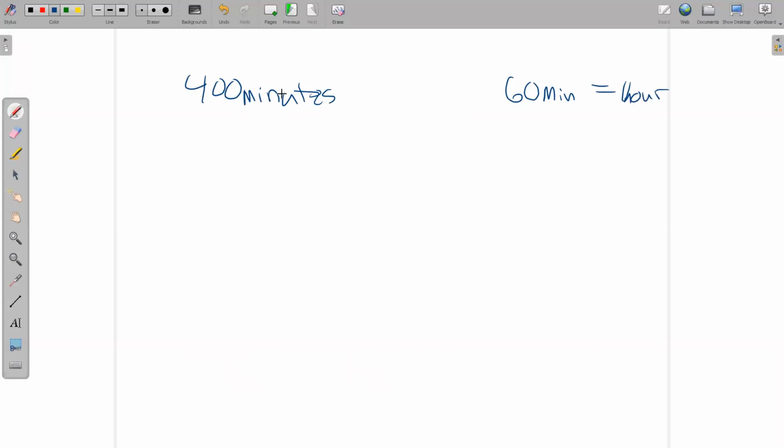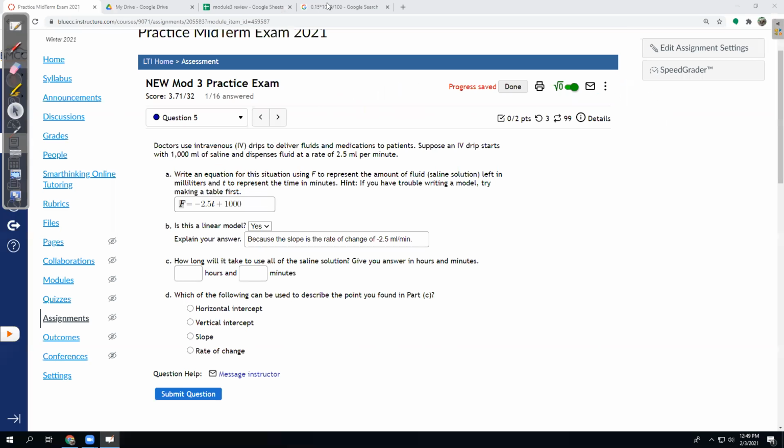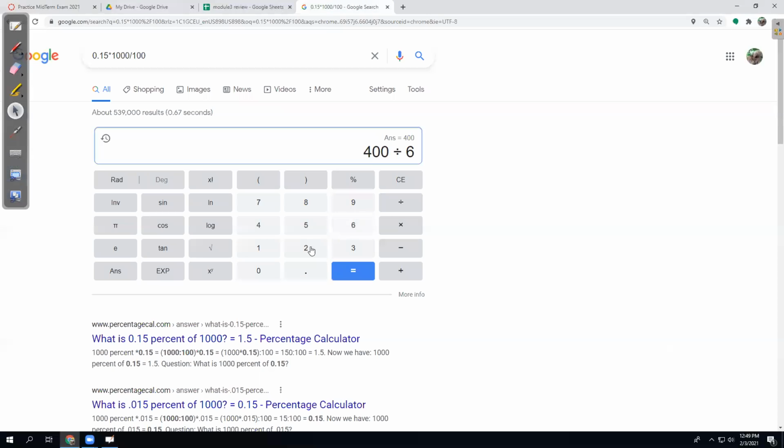And so to get rid of the minutes, I'm going to divide. And if you're not sure about multiplying or dividing when you're converting, just think about multiplying by a fraction. To get rid of minutes, it would be in the bottom. Hours goes in the top. And so there's 60 minutes in 1 hour. So the division by 60. So I need to know what is 400 over 60. Calculator. Divide by 60.